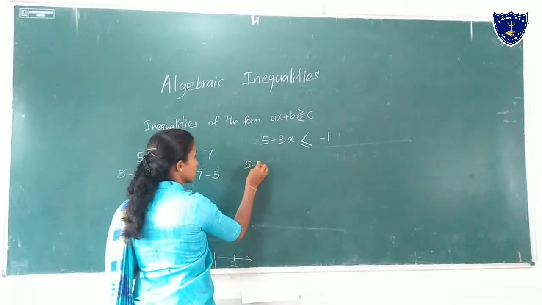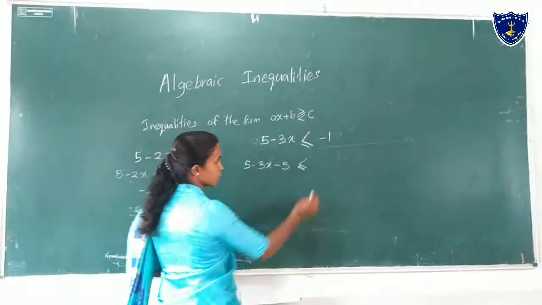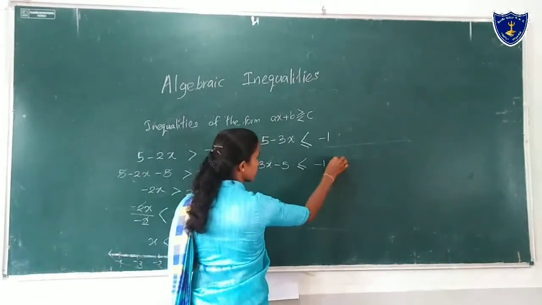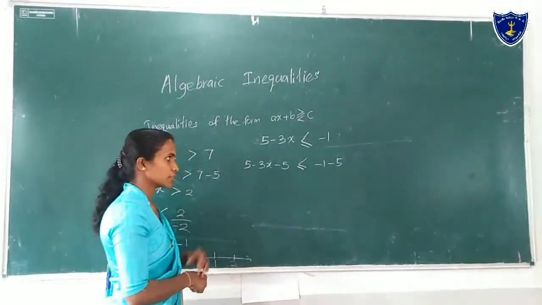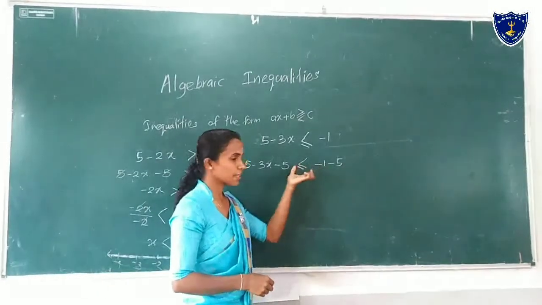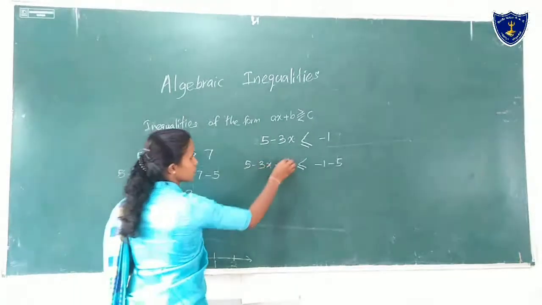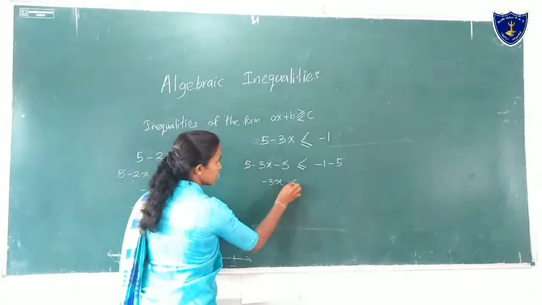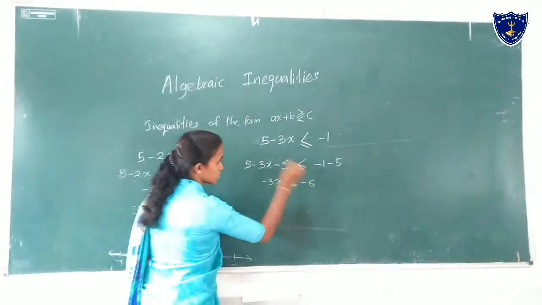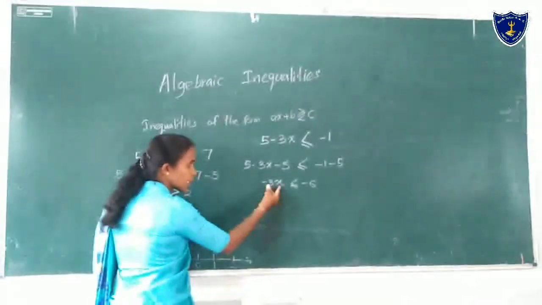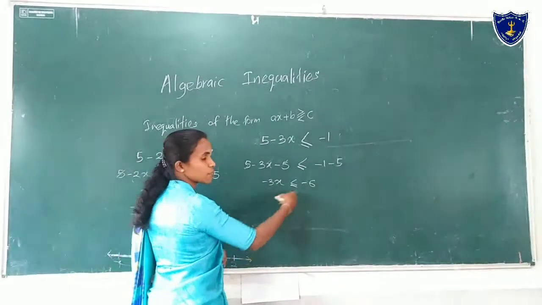Positive 5, 5 minus 3x minus 5 less than or equal to negative 1 minus 5. When subtracting the same number from both sides of an inequality, there is no need to change the direction of the inequality symbol. Minus 3x less than or equal to negative 1 minus 5, which is negative 6. Now, to remove negative 3, you have to divide both sides by negative 3.